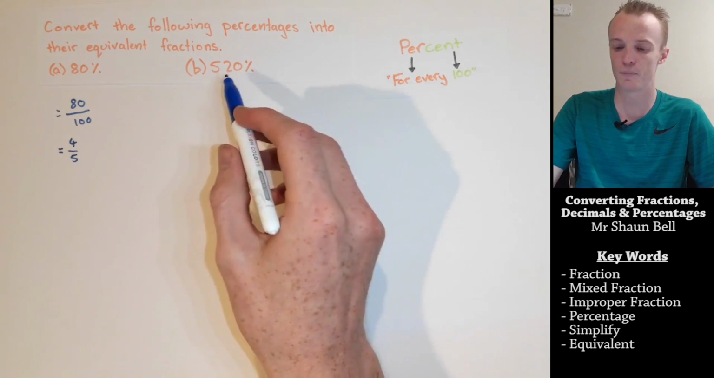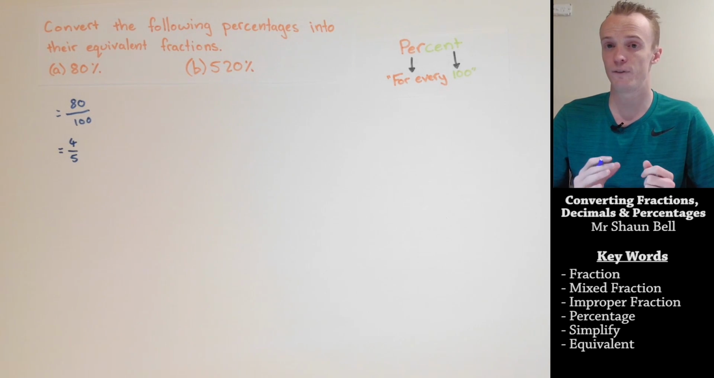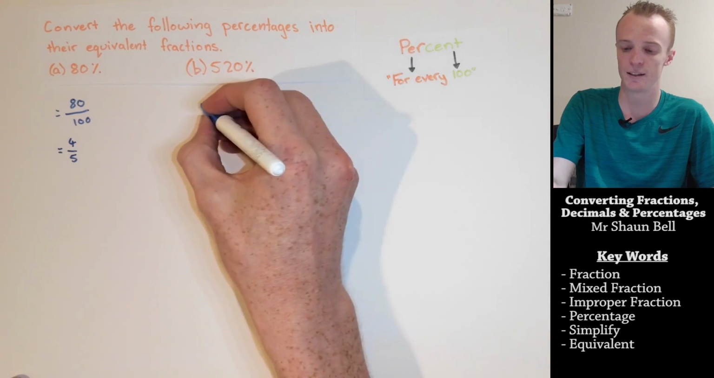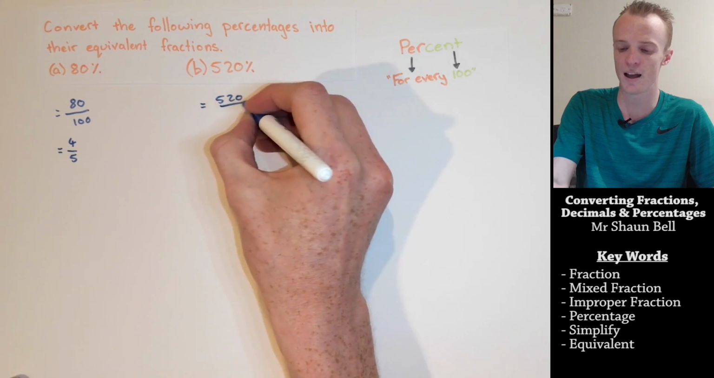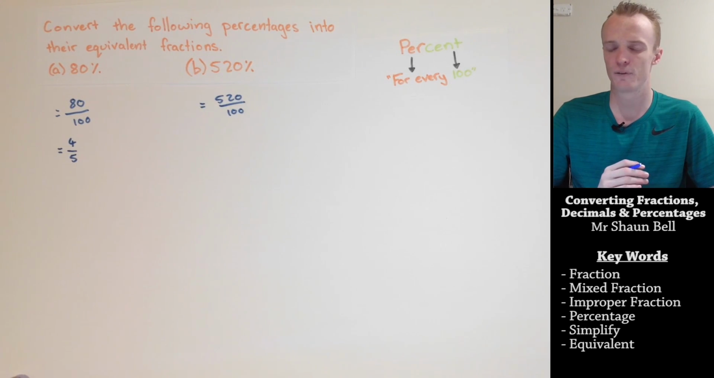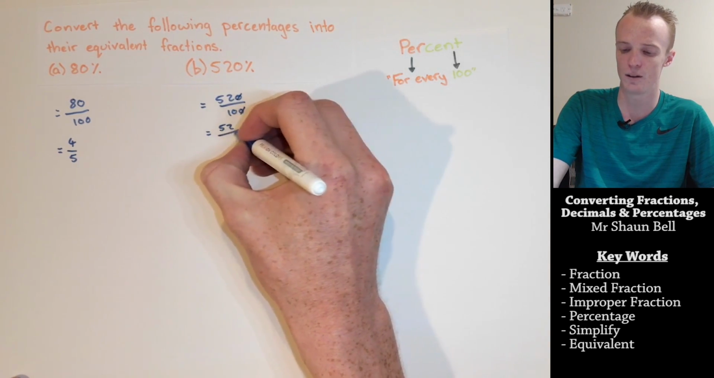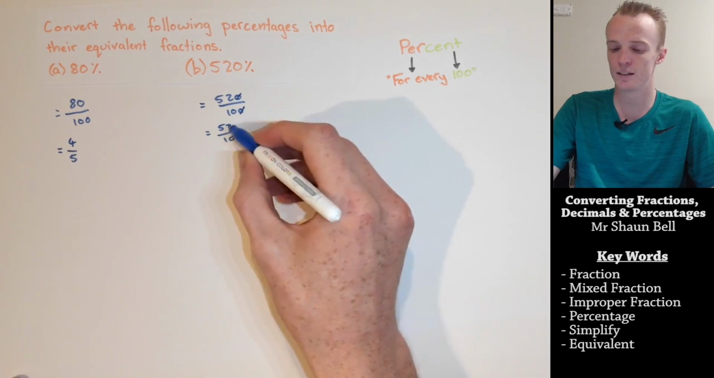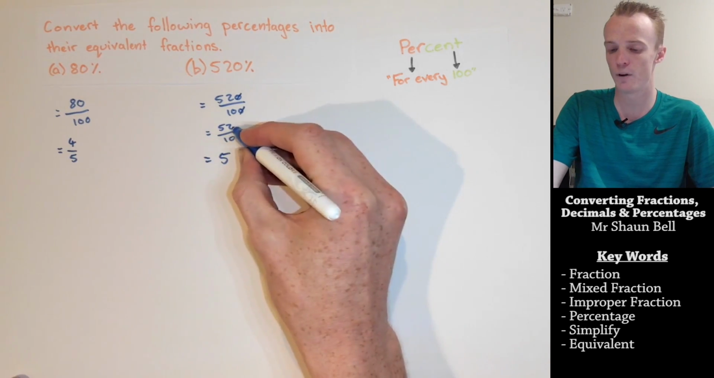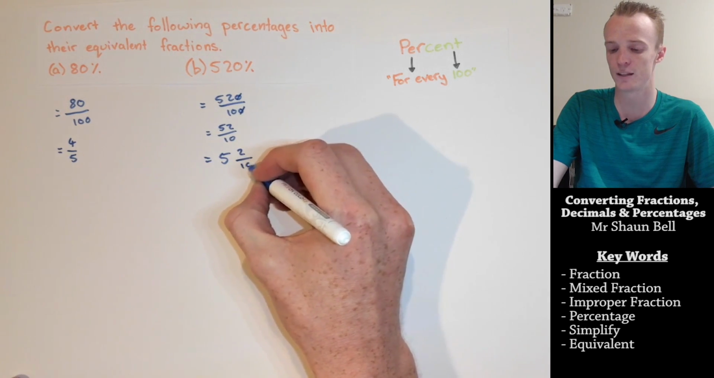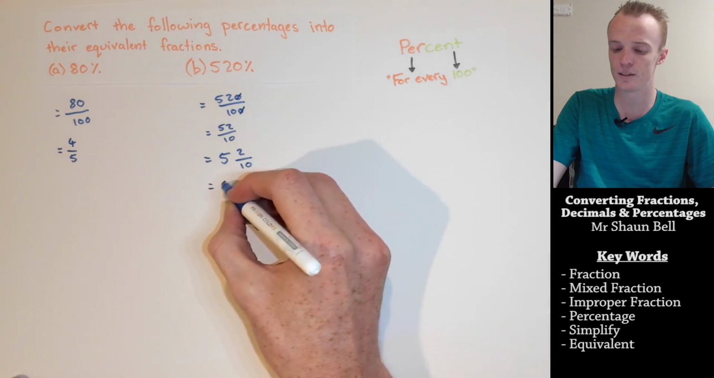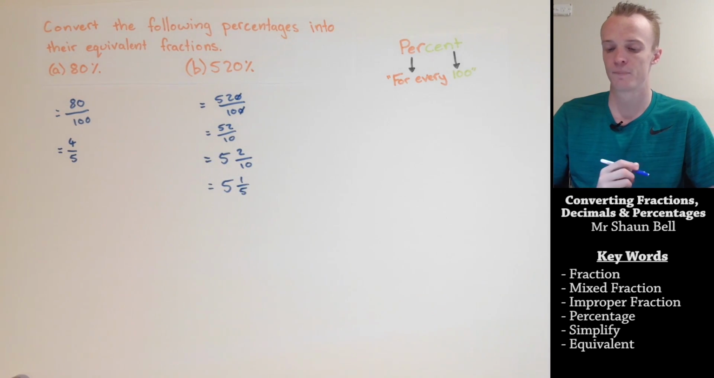But hang on, what if we have a percentage that's greater than 100? Well, we follow the same steps. For every 100 means out of 100. So this is equal to 520 out of 100. Now we've got it in a fraction, so let's cancel it down. This 0 will cancel here, so it's equal to 52 out of 10. Now 10 goes into 52 5 times, and we're left with a remainder of 2, which is still out of 10. And then 2 out of 10 cancels down to 1 out of 5. So the equivalent fraction to 520% is 5 1/5.